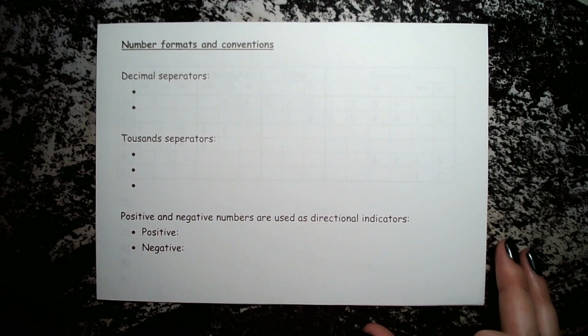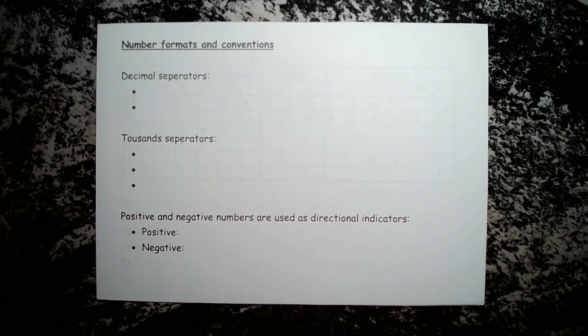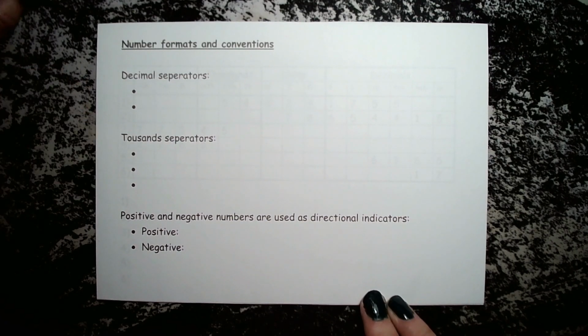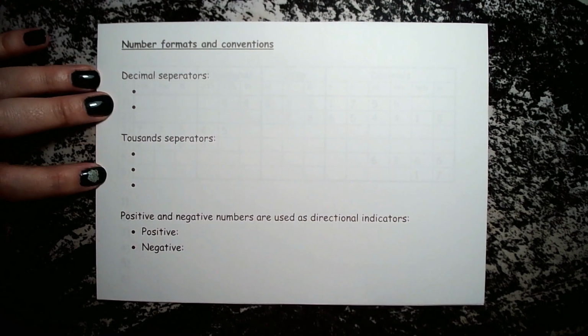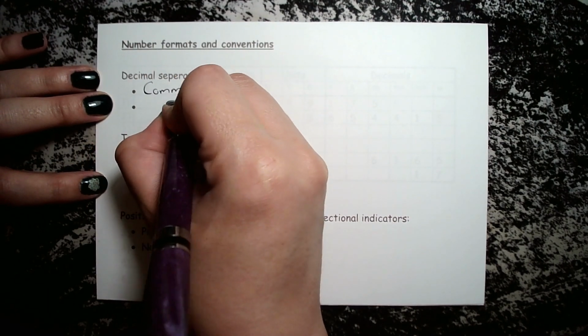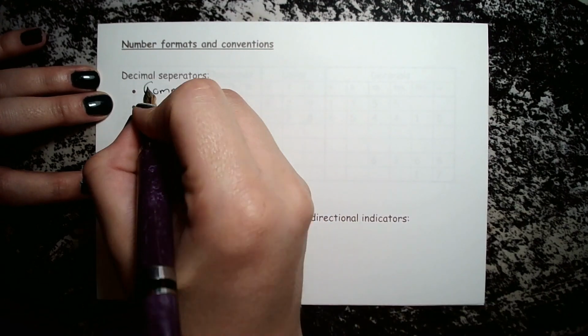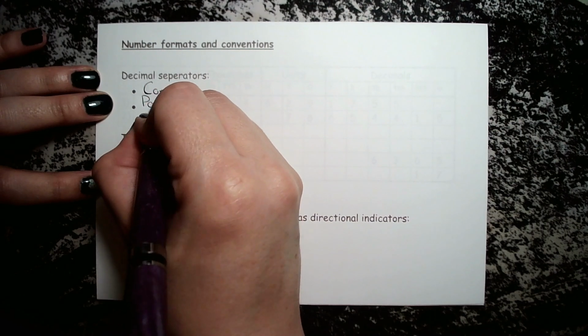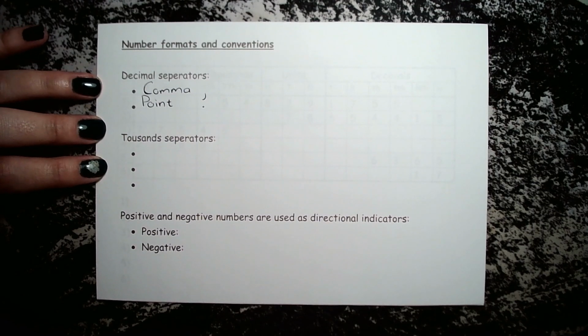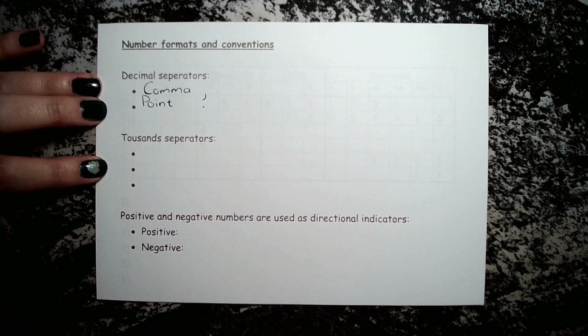Number formats and conventions are the way that we write numbers down and the way that we use numbers in specific situations. With regard to number formats, we have two things that we need to take into account: the decimal separator and the thousand separators. There are two decimal separators that we can use, which is either the comma or we can use a point. Depending on which country you're in, this will determine which decimal separator you use.